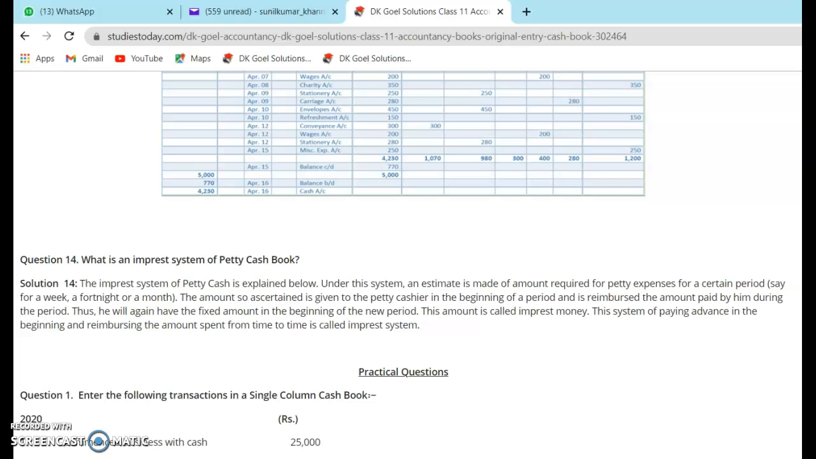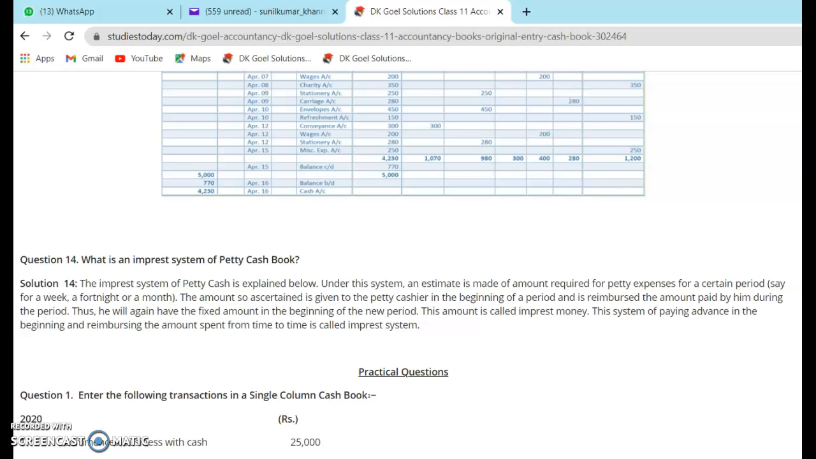so that again the same routine is to be followed for the next week. So this is known as the imprest system of the petty cash book, where the accountant or the petty cashier is to be reimbursed to the extent of the amount which he has spent in that particular period, so that at the beginning or start of the next period he would have the same amount by which he has started for that. So this is a very important system and also known as the advanced system of the petty cash book.